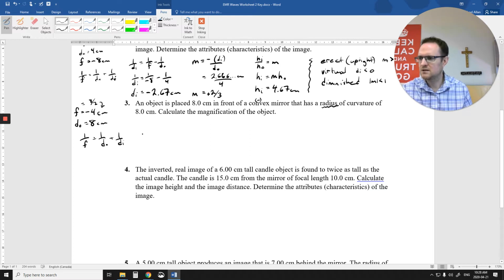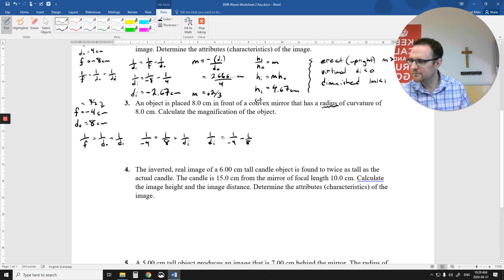So 1 over -4 is equal to 1 over 8 plus 1 over DI. That's kind of a weird way to do it. I usually rearrange first. 1 over DI is equal to 1 over -4 minus 1 over 8. I think that's right. Yeah. So what is DI? Let's figure that out. Oh, it's convex. Oh, that makes more sense now. So it's not going to be the same height. That's fine.